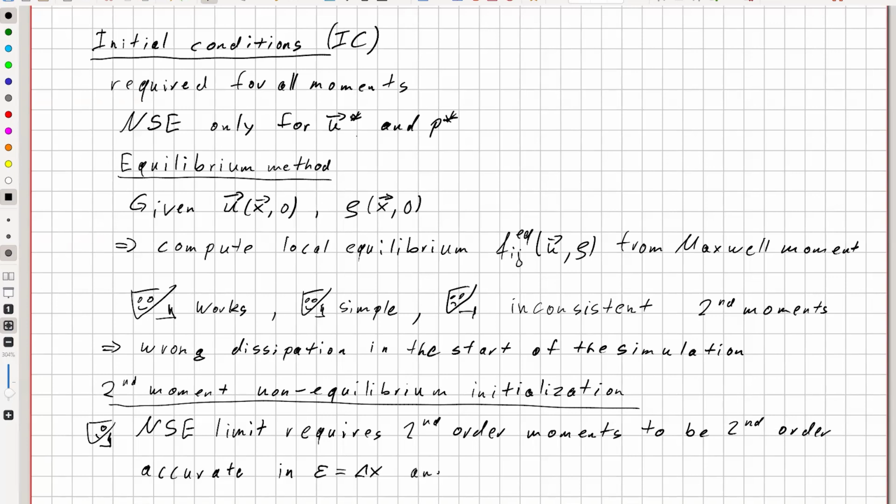And third order moments to be first order accurate. I'm wondering whether accurate is potentially okay. If you don't mind, we rather write consistent. So the third order moments need to be first order consistent.